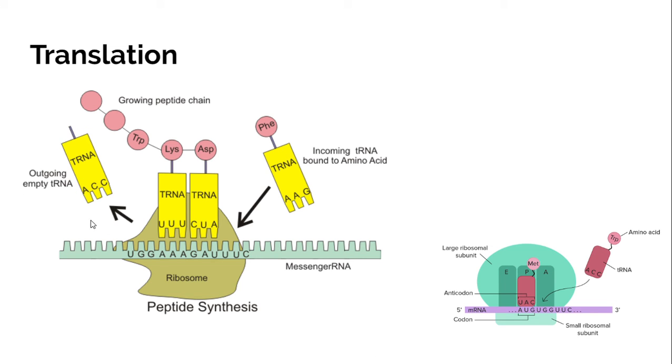So basically, the tRNA comes in to the A site. It then attaches, it releases its amino acid, which goes to the P site, and then exits through the E site. And this process keeps going on and on and on.